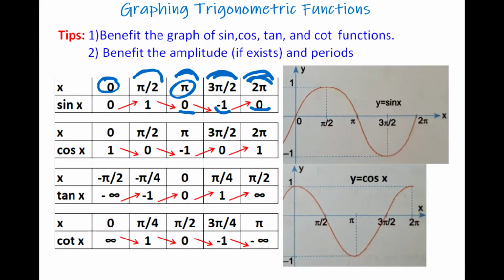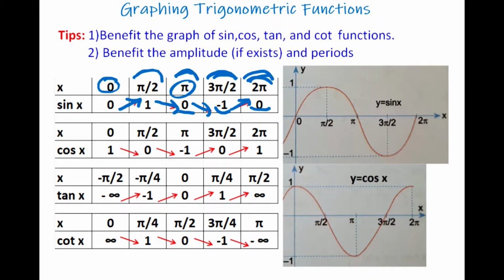So if you look at these values, guys, from 0 to 1, there is an increasing. You can think it in this way. From 1 to 0, the value is decreasing. From 0 to -1, still our function is decreasing. From -1 to 0, the graph is increasing.